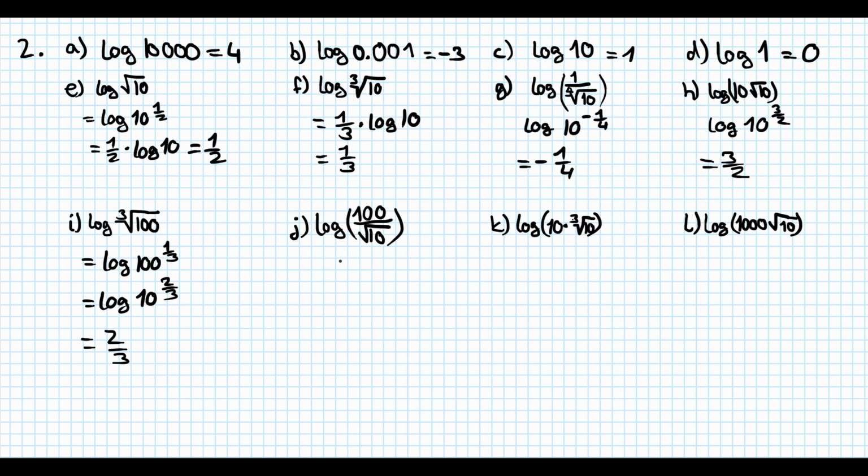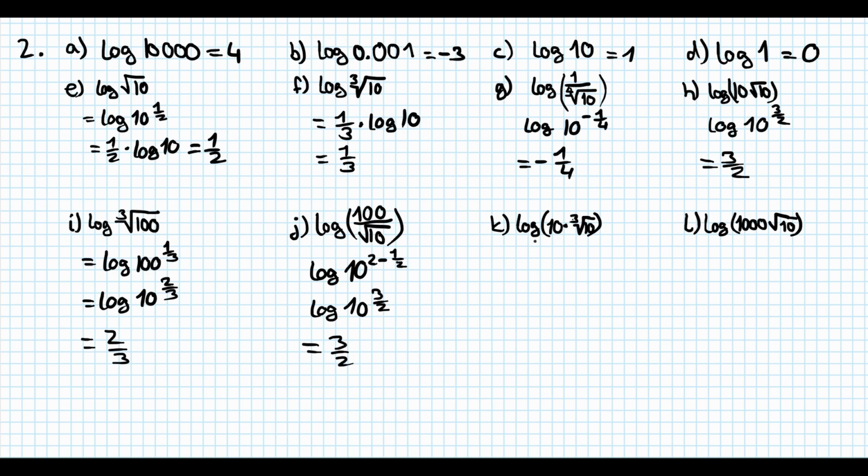Next we have log of 100 divided by square root of 10, which is log of 10 to the power of 2 minus 1/2. And that's log of 10 to the power of 3/2, which is just 3/2.